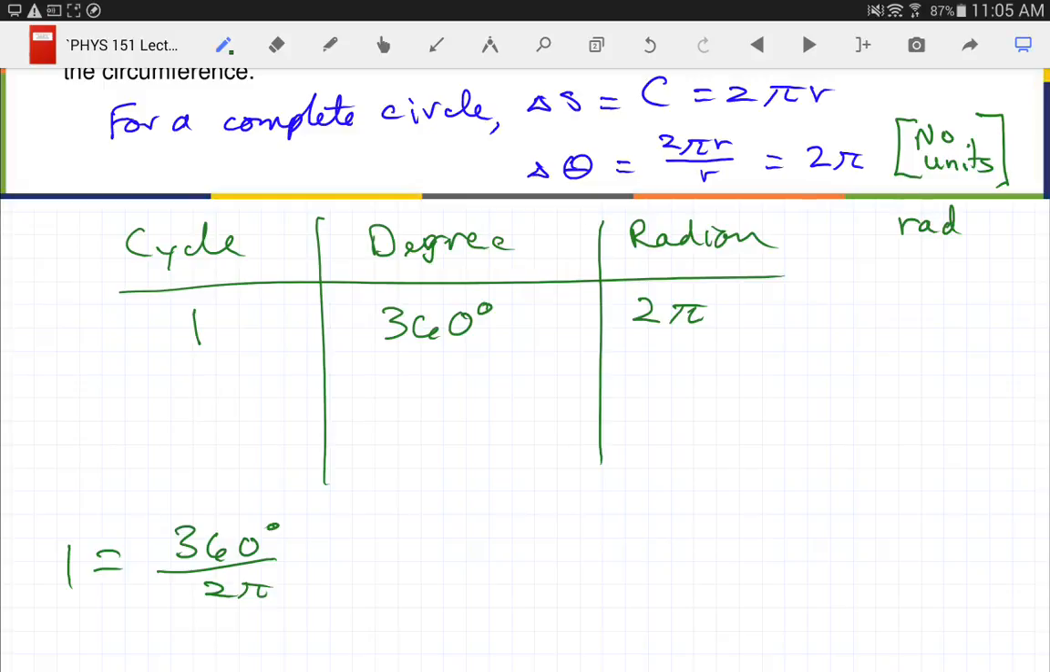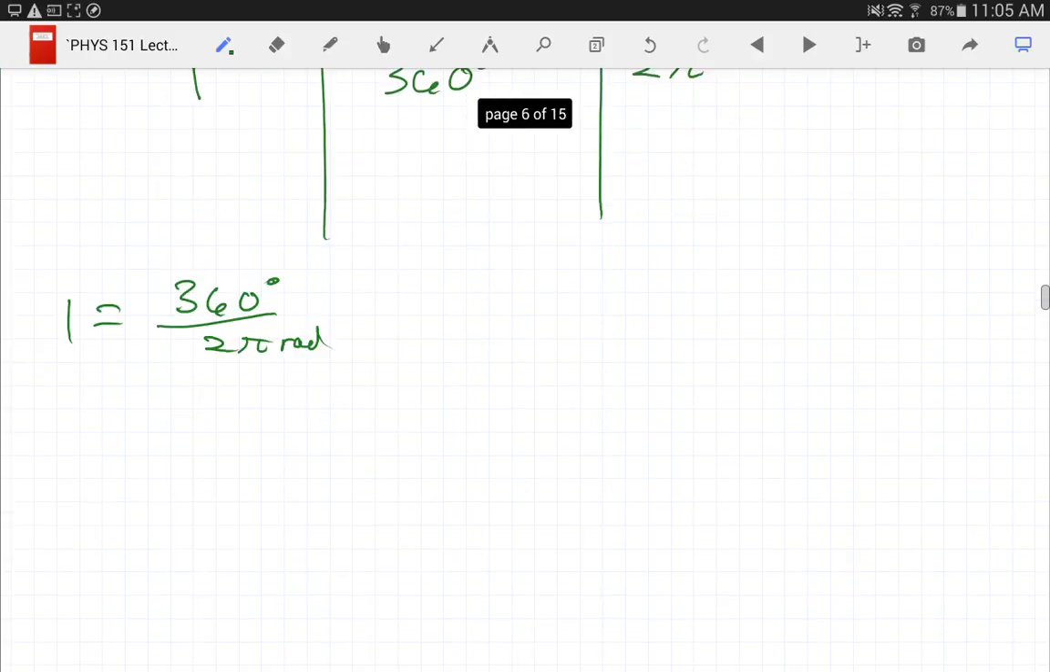That for a complete circle it's 360 degrees, or it's 2 pi radians. I'll put the rad there so we're clear on what I'm doing. And so that's all we have to do to convert angles. So you can do any old random conversion. Let's do ones we can do in our head.